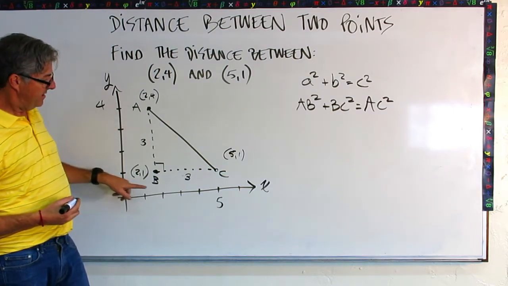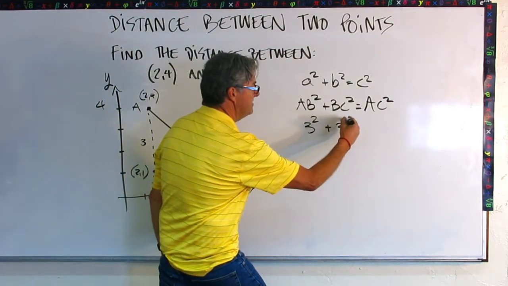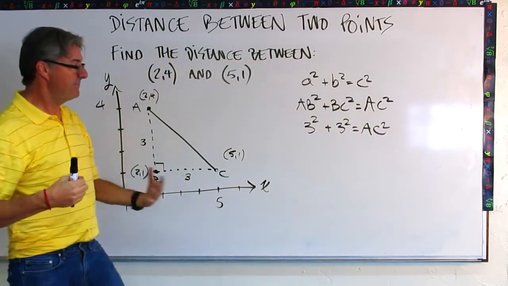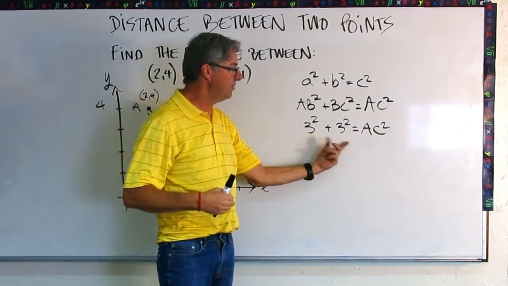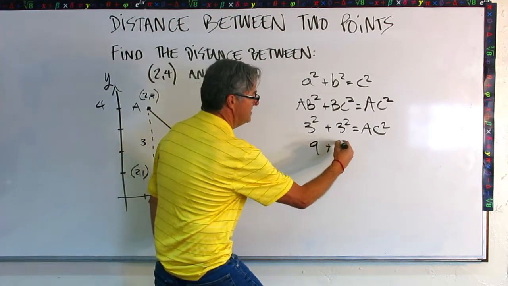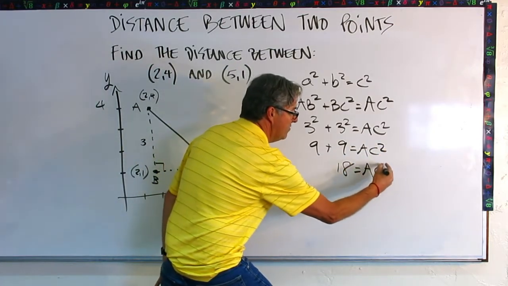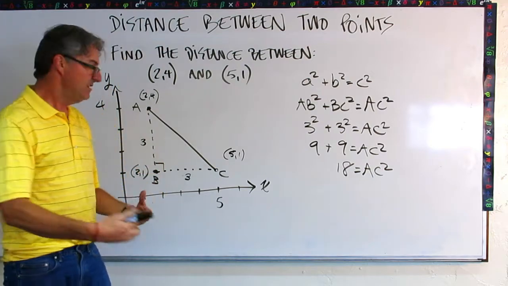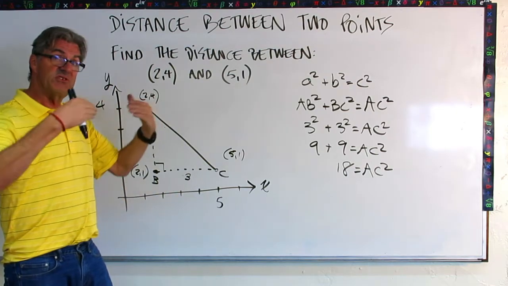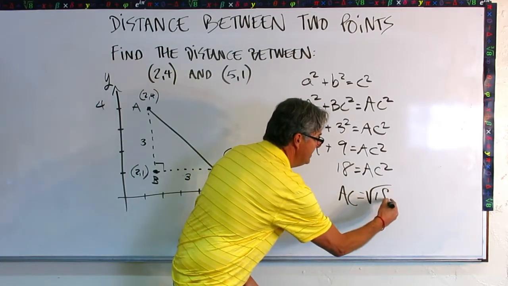So now that I know AB and BC, I can substitute my 3's in and go 3 squared plus 3 squared equals AC squared. So now I'm in good shape. I have 2 numbers. I can combine these and get a single number, and then I can find out what AC is. So let's do this. 3 squared is 9, plus 9 equals AC squared. 18 equals AC squared. Now if I want to find out what AC is, I know that this length here squared is 18, but I need to know what AC is. So I'm going to take the square root of both sides. So AC is going to equal the square root of 18.